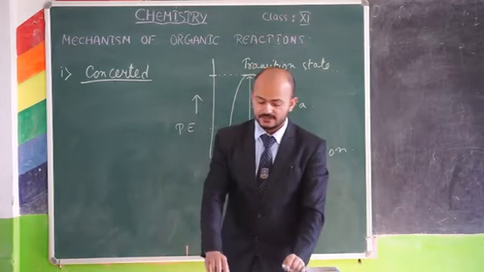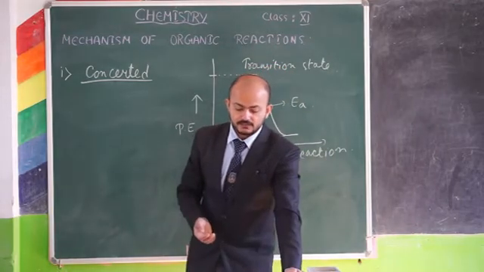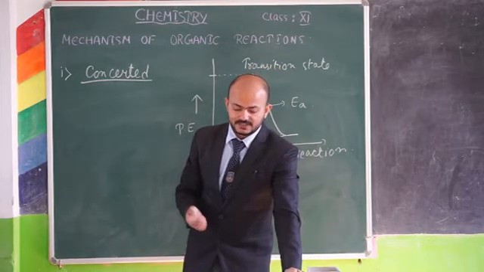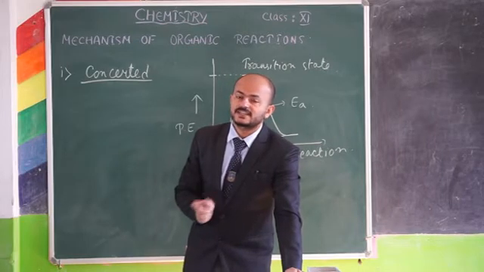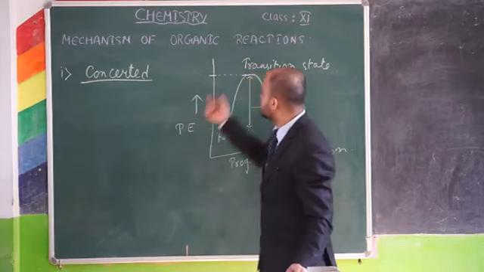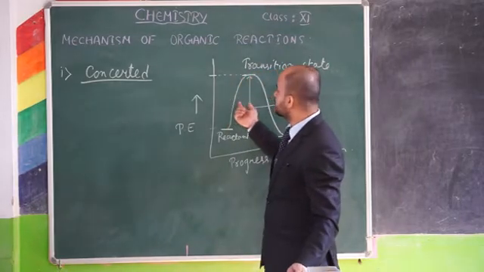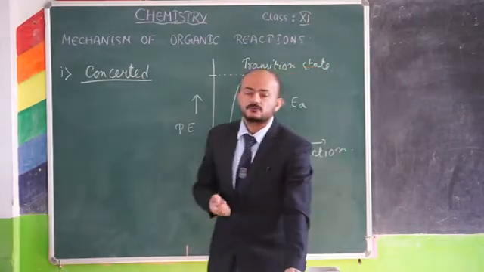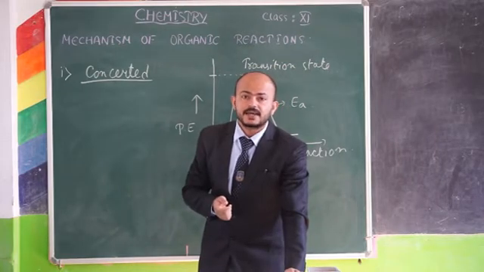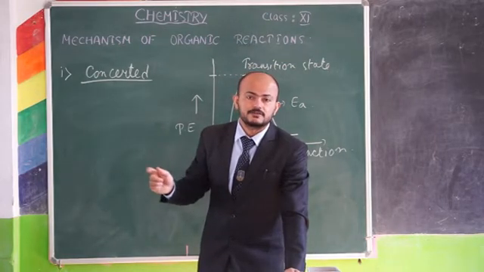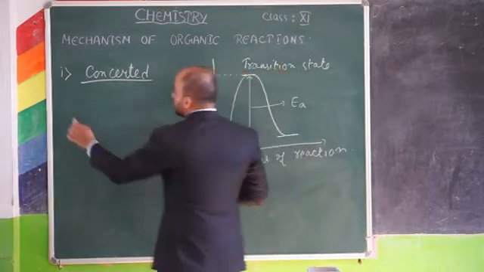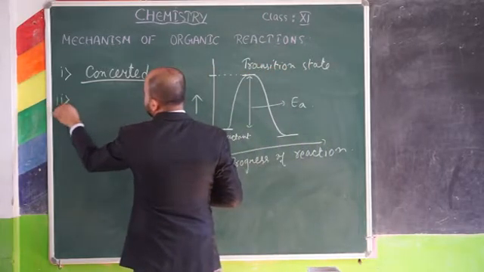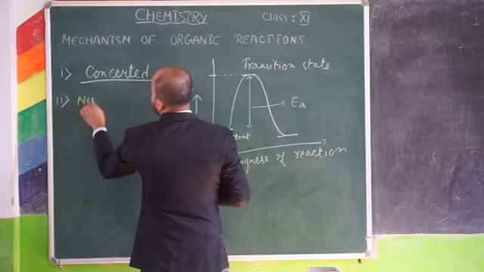In the book you have the definition: reaction mechanism in which the making and breaking of the bonds takes place simultaneously without the formation of any intermediate. Here you don't get any intermediate; you are getting the transition state. So this is your concerted pathway or concerted mechanism of an organic reaction. Let's discuss the other type of reaction mechanism, that is non-concerted mechanism.